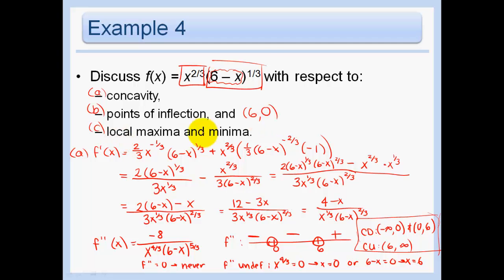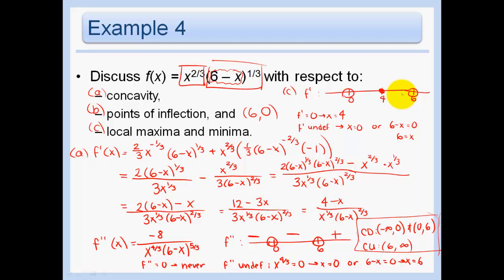And in order to find the local min and local max, we need to make our number line for f prime. And so we already worked out f prime over here, and we see that f prime equals 0 when x is 4. So at 4, we're going to have a closed circle because that is where the derivative actually equals 0. And then, where is f prime undefined? When the denominator equals 0. When x equals 0, or when 6 minus x equals 0. So, at 6 and at 0, I have open circles.